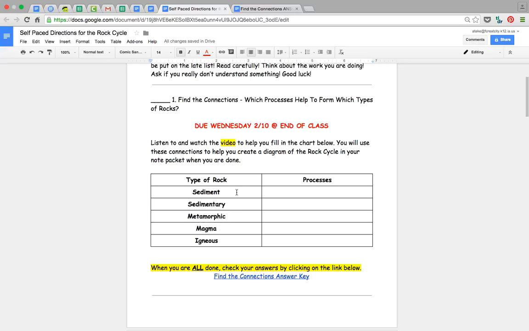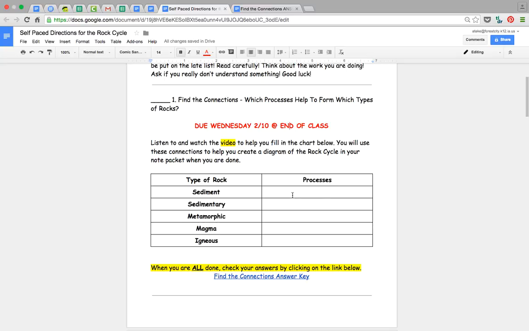Let's start with sediment. While we were learning about the processes, we talked about several of them that involve little pieces of sediment. One of the first ones was going from a big rock and having it break down into tiny pieces of sediment. Go ahead and type the name of that process in the box on the right.